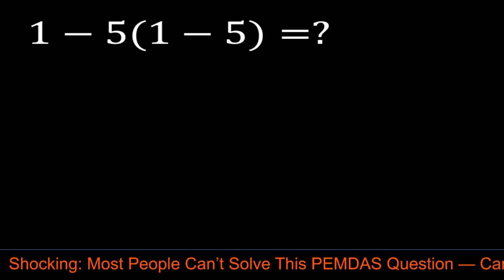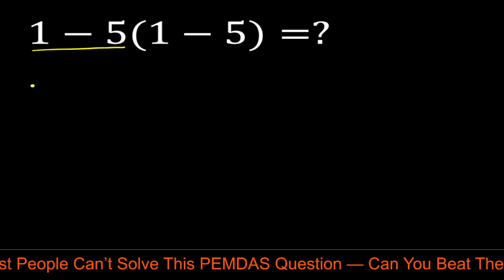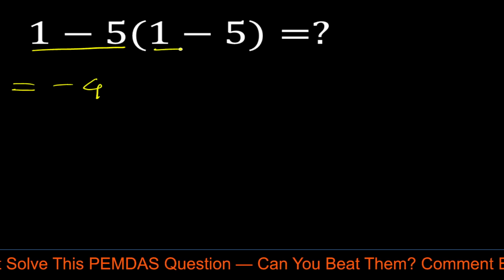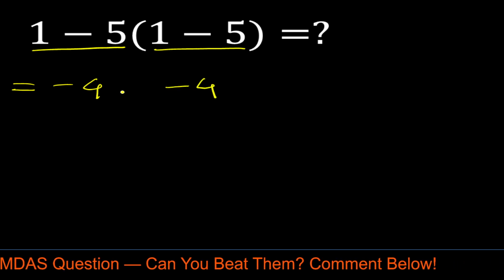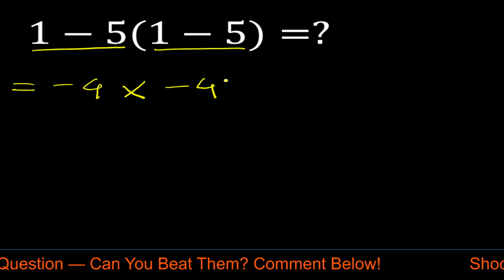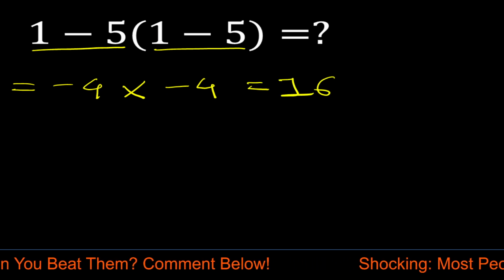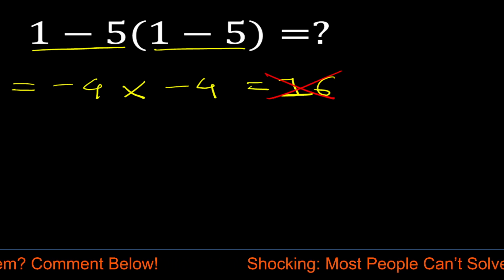So most people solve this question like 1 minus 5. So 1 minus 5 is equal to minus 4. And again 1 minus 5, so 1 minus 5 is equal to minus 4, right? Now minus 4 times minus 4 is equal to 16, right? But this answer is not correct. This answer is completely wrong.